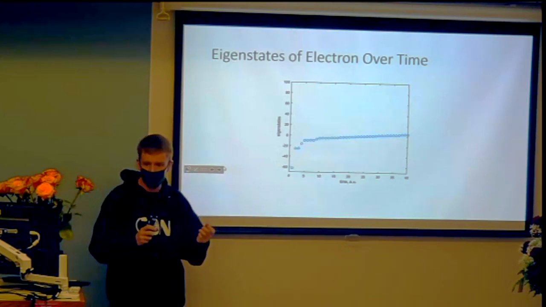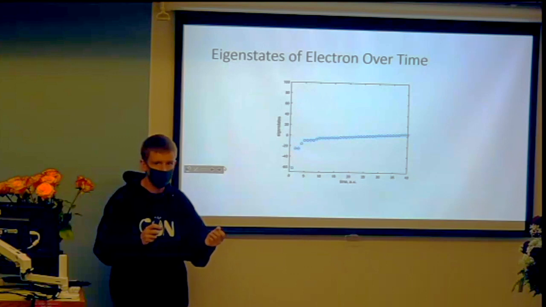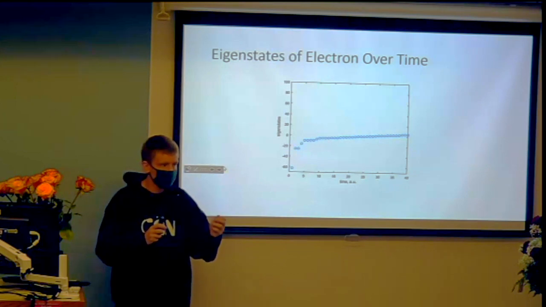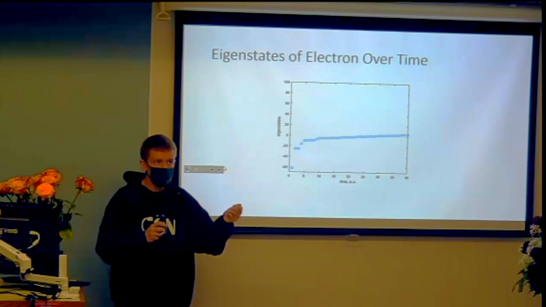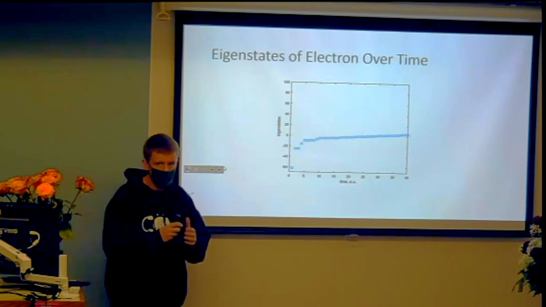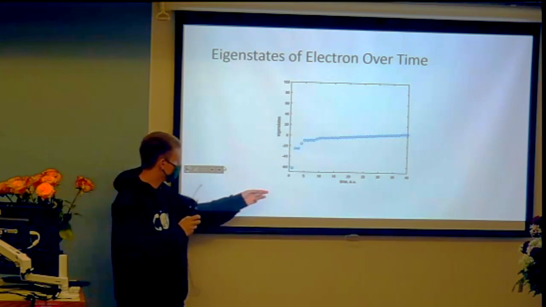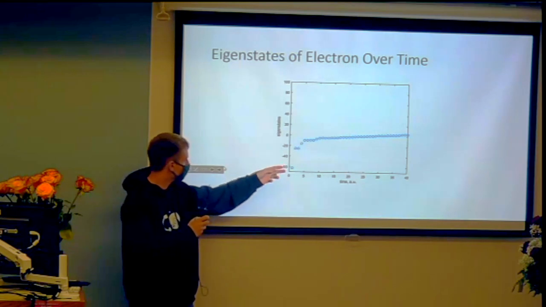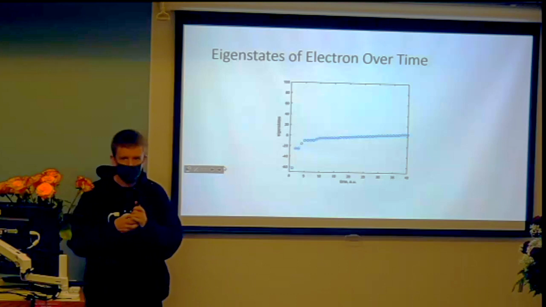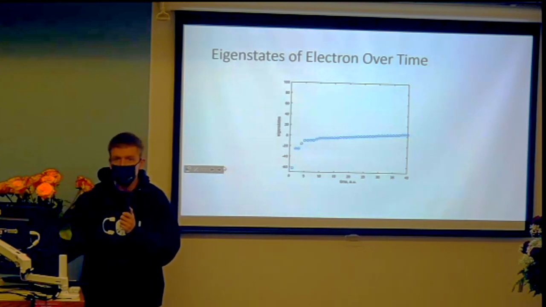Now that we have that in mind, we can also plot the eigenstates of our electron of the simulated hydrogen atom over time by plotting the diagonal of the potential energy of the equation as shown in the previous slides when I went over the methods. So this is what that graph looks like, and we can see that as time progresses, it kind of makes a step up going through time.